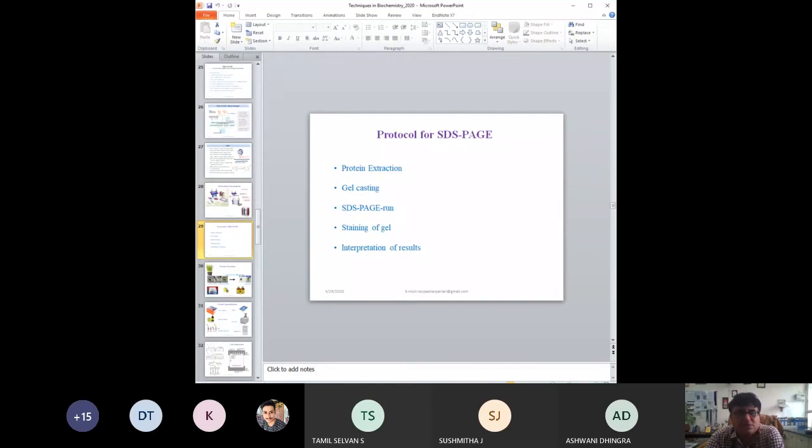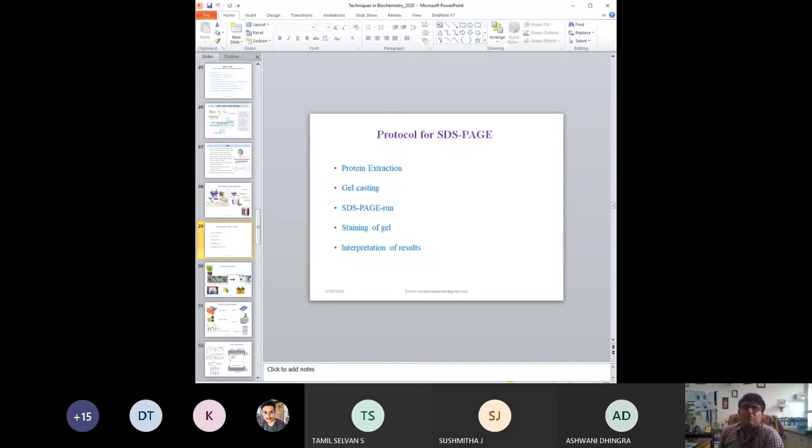Then I also discussed the protocol for SDS-PAGE. Though this was not listed in the lecture, I thought let us introduce this also, where I told you that we have four important steps when you plan to go for SDS-PAGE. Here I explained the first step, that is protein extraction: how you are going to extract the protein, what type of buffer one should use, and how you are going to quantify the protein which you have isolated. So all that information was given.